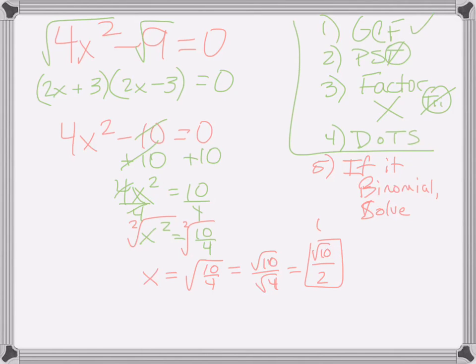And then if it's not a binomial, so kind of like step 6 here, or 5b.